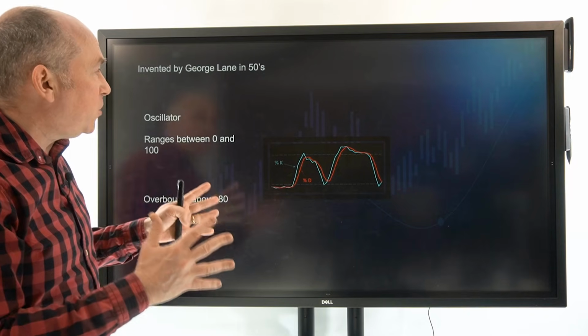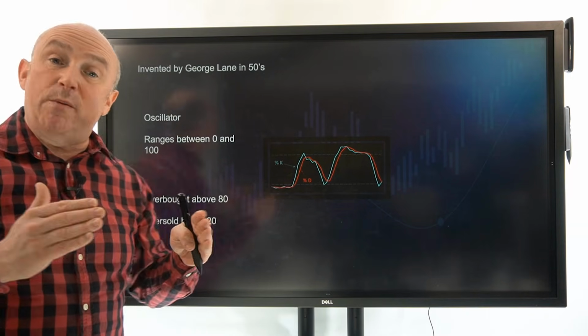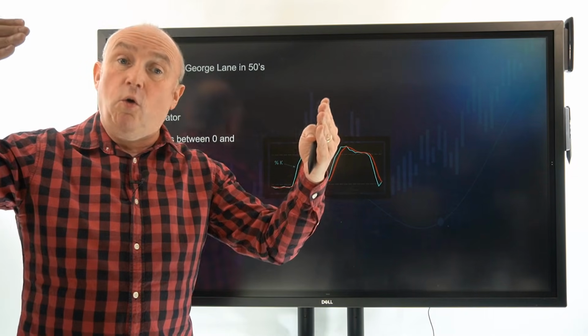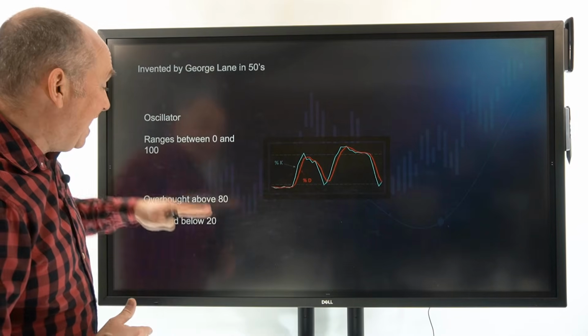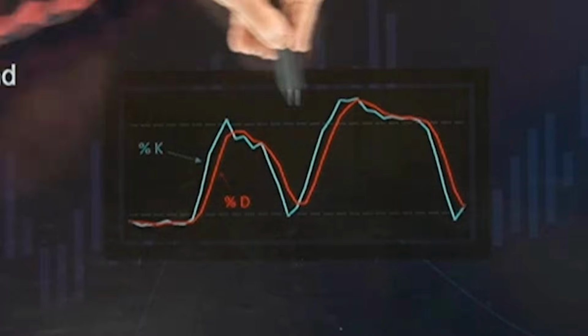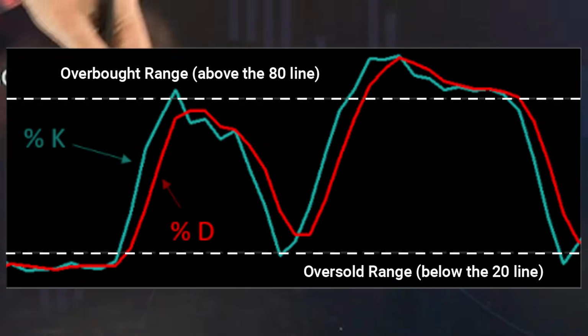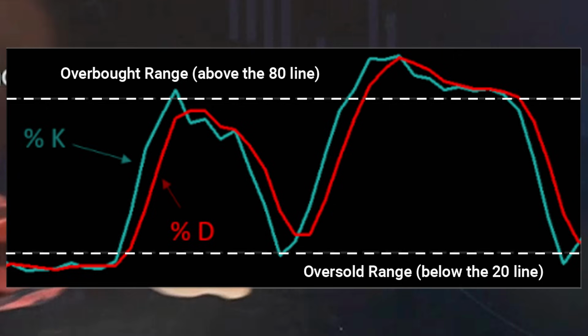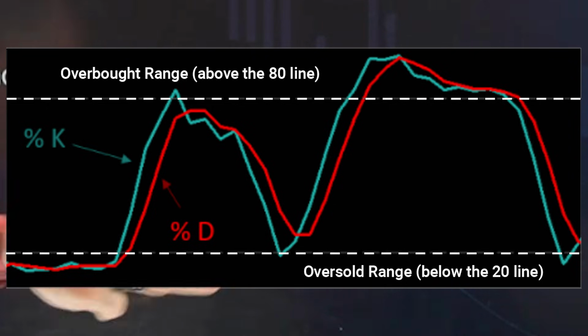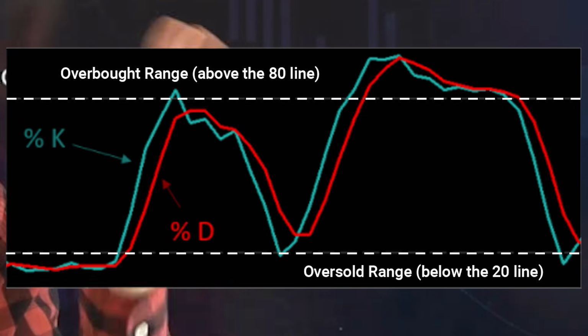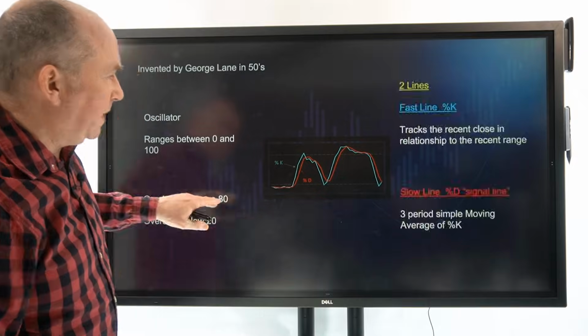Now, the way we use oscillators generally is we have levels that we consider to be overbought or oversold. The overbought zone, normally with a stochastic, is anything above 80, above this line here, for example. All will become a lot clearer when we get onto the charts. Anything that's oversold will be a price action below the 20 line. So below 20 is oversold, above 80 is considered overbought. It will become a lot clearer in a moment.